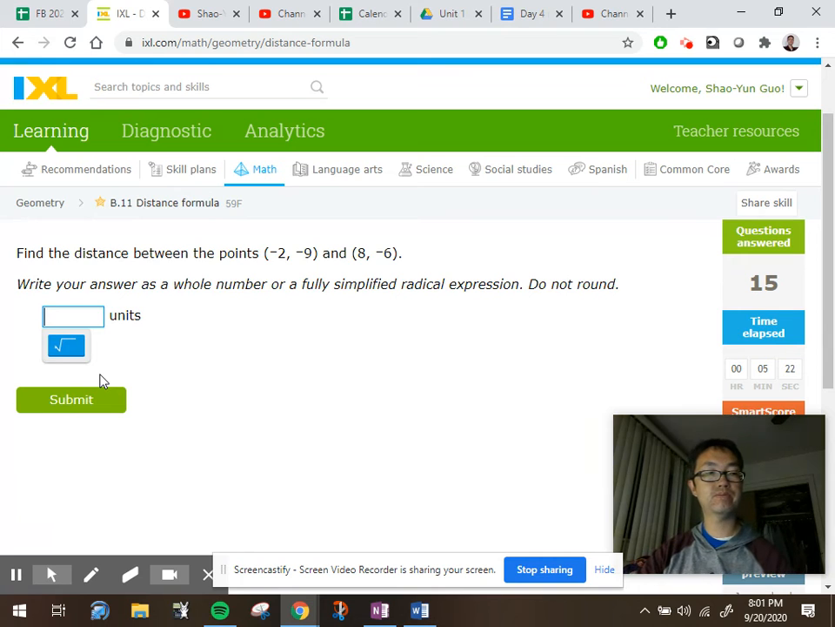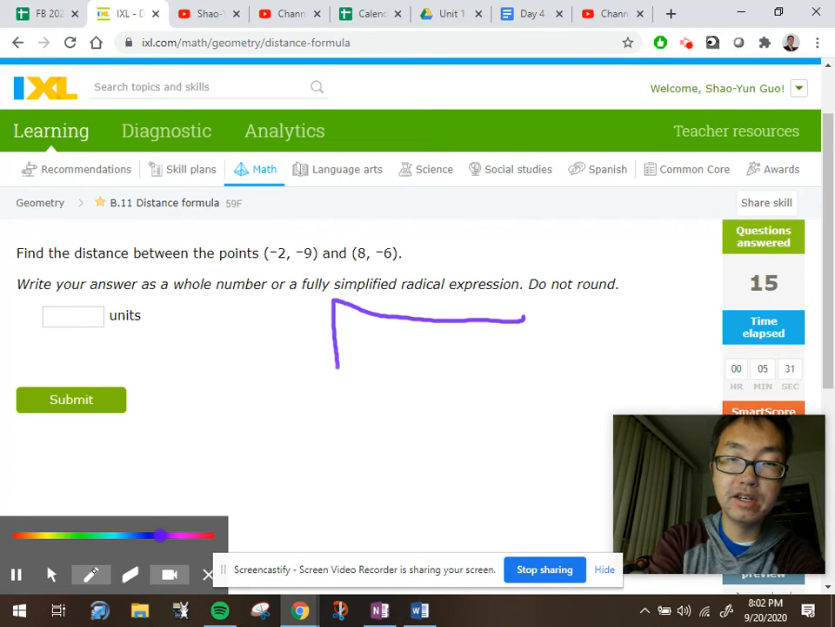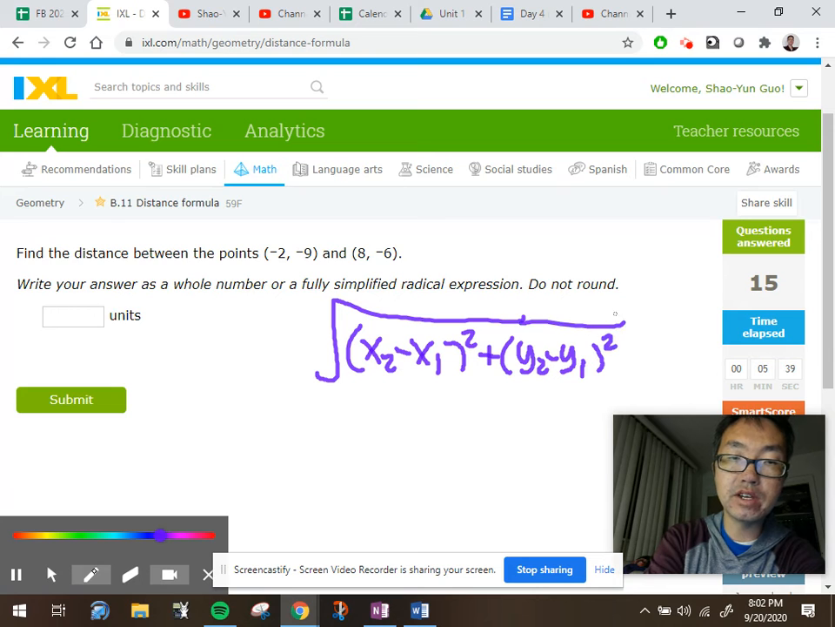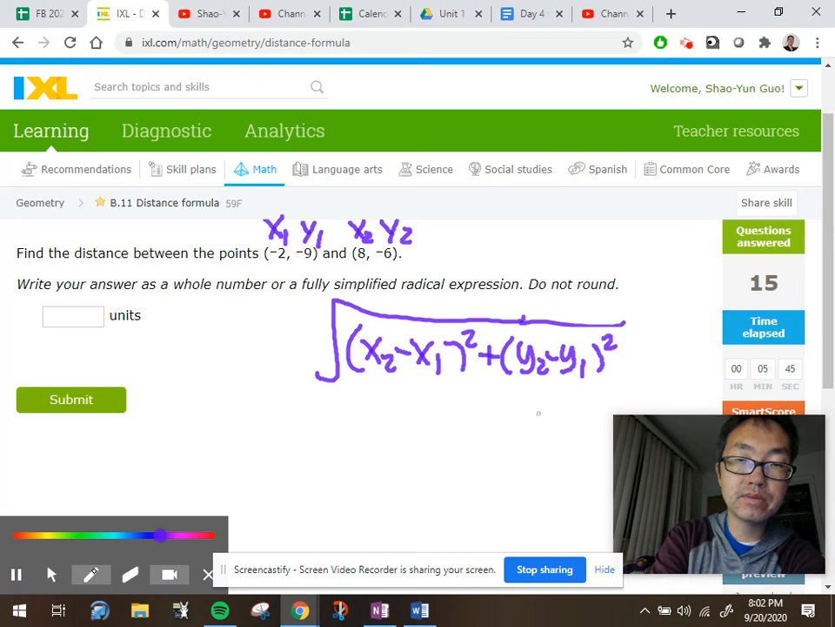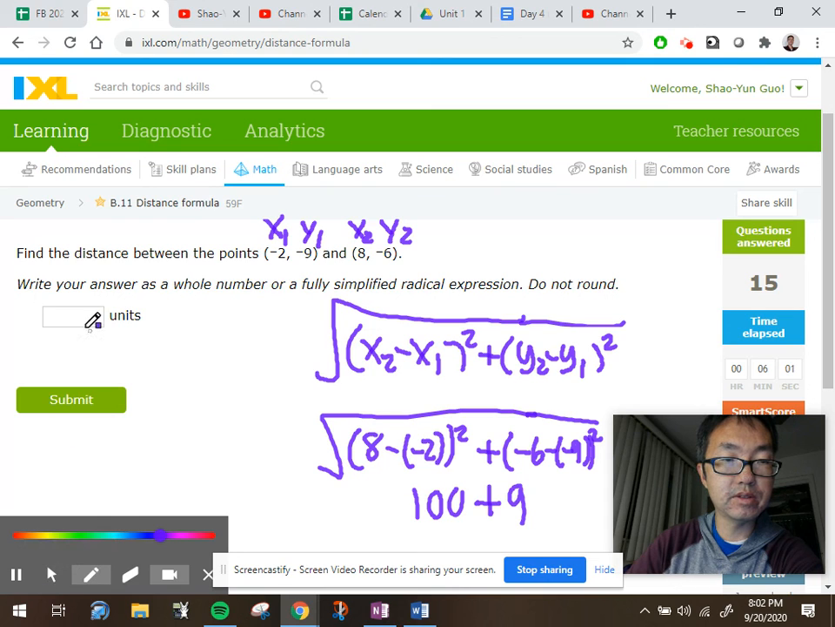Let me just do one more from the beginning. That was 5 minutes. I'm just going to do one more just so you see the whole process and don't yell at me for going too fast. Formula: x2 minus x1 squared plus y2 minus y1 squared. We assign those values: x1, y1, x2, y2. Plug those in. 8 minus negative 2 squared plus negative 6 minus negative 9 squared. 100 plus 9, square root of 109. And we're done.